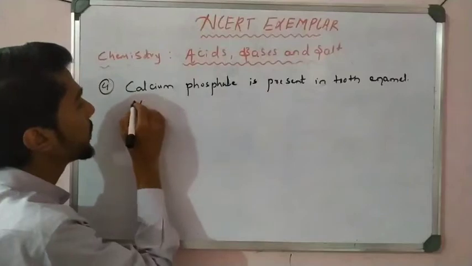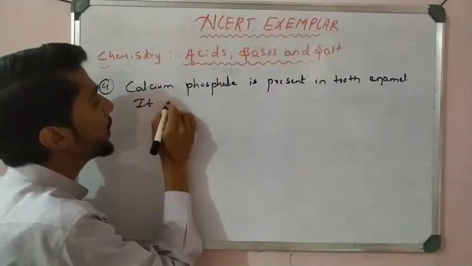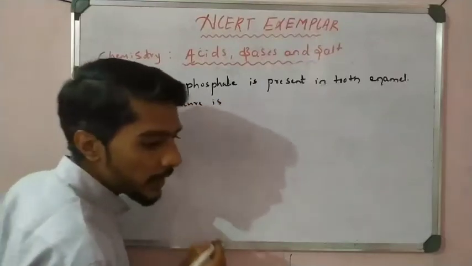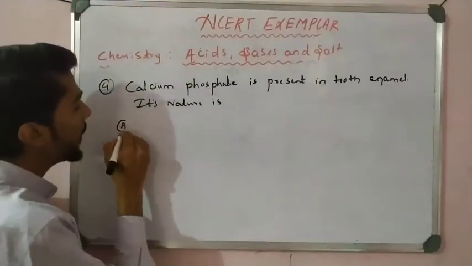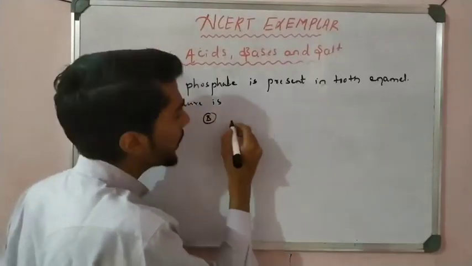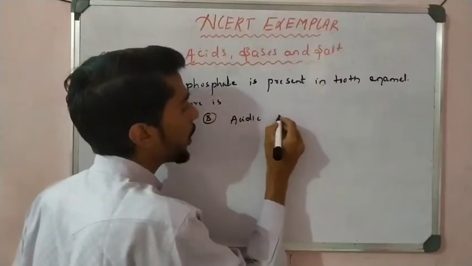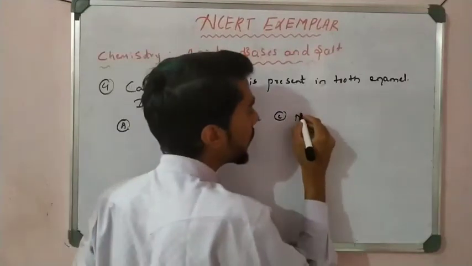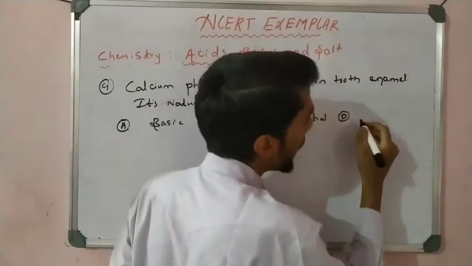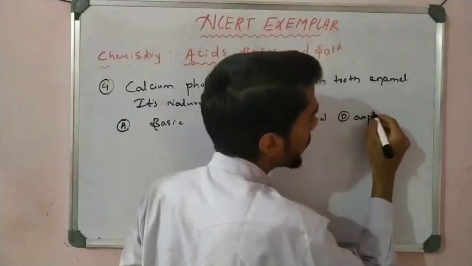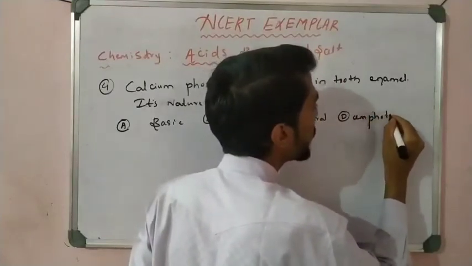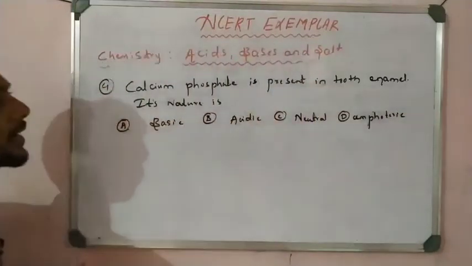Its nature is, let us see, a very basic question. Option A, nature is basic. Option B, nature is acidic. Option C, nature is neutral, and option D, amphoteric. Let us see which is the correct answer here.